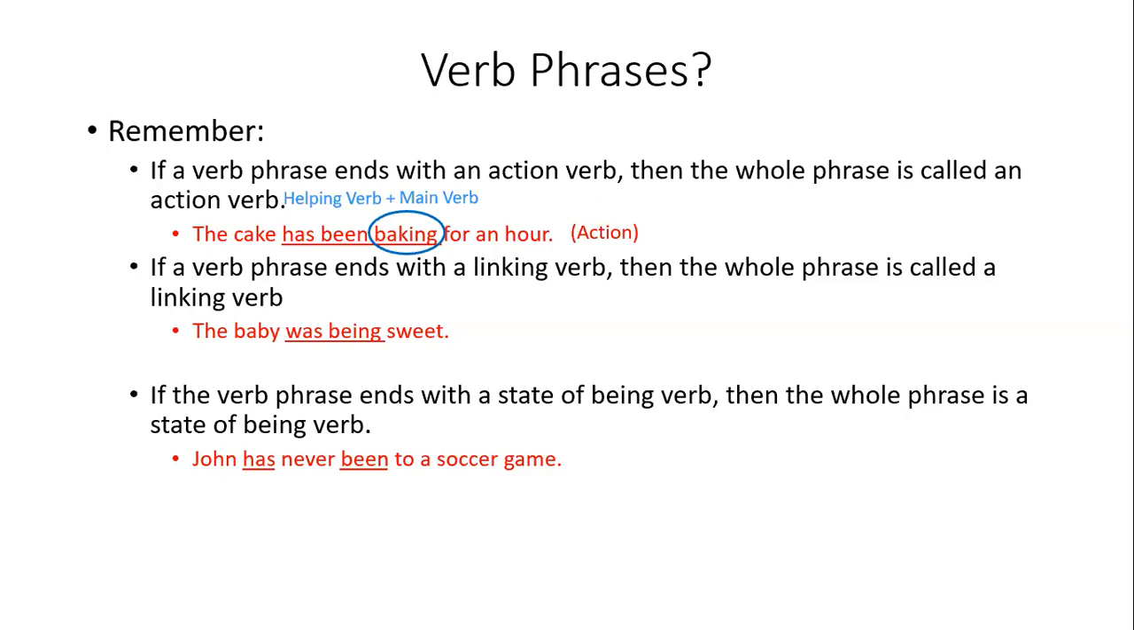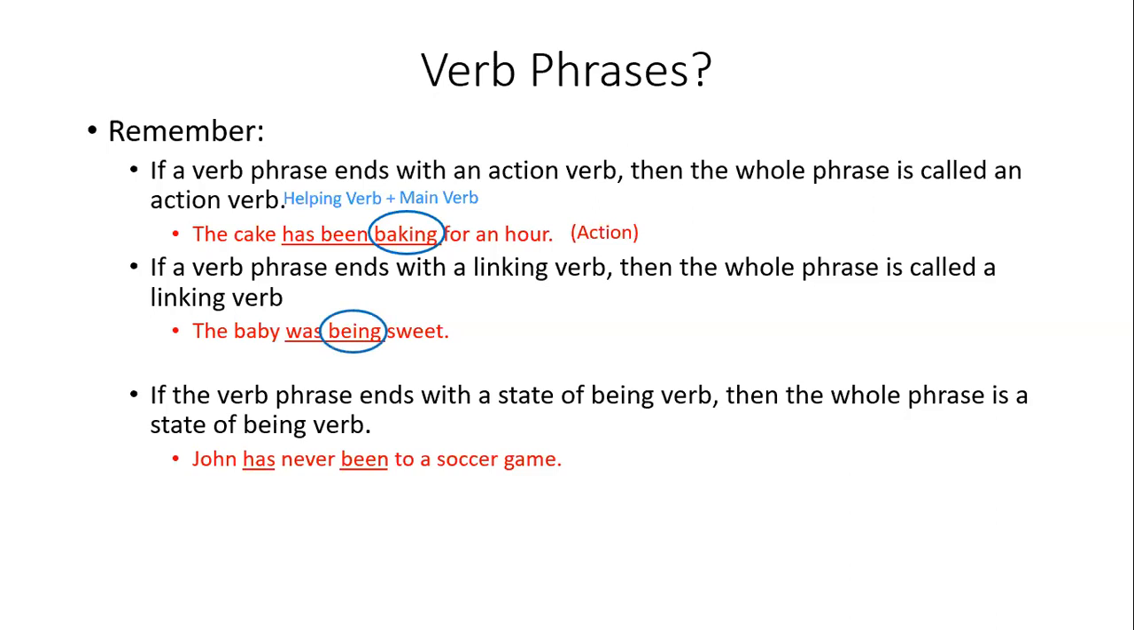Now, if a verb phrase ends with a linking verb, it's a verb phrase, and you identify that the main verb is acting as a linking verb because there's a word in the predicate that is linked. It's describing the subject or renaming the subject. Then the whole verb phrase is called a linking verb. Example, in this verb phrase was being. Being, again, is the main verb, okay?